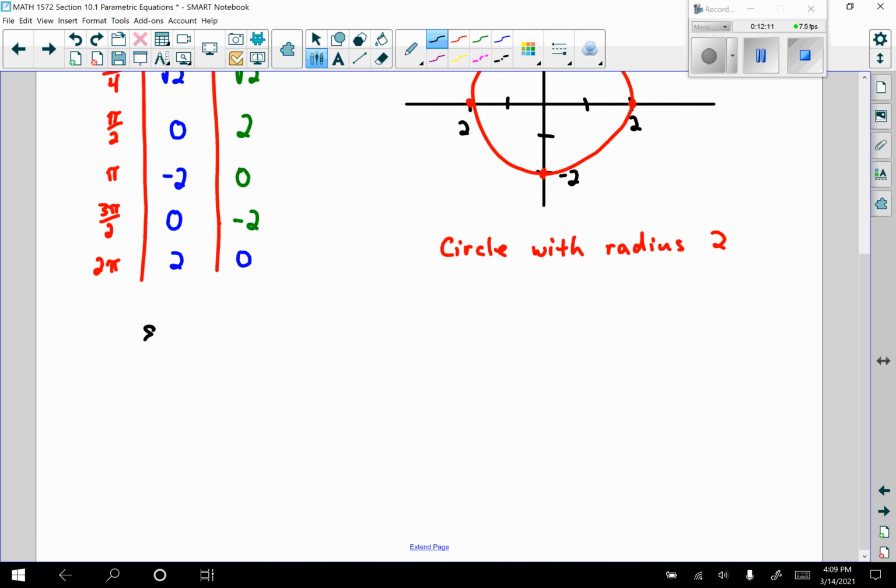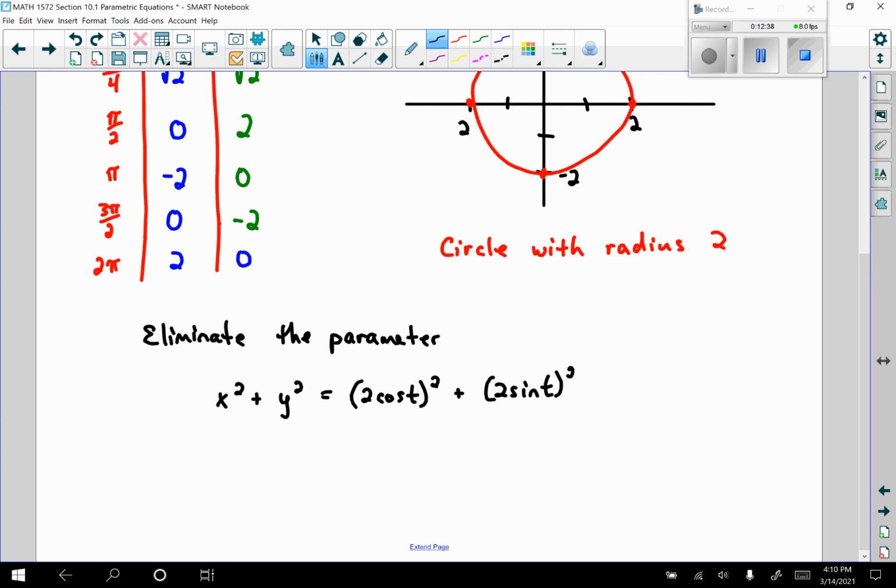So again, let's eliminate the parameter. And what we're keeping in mind is the equation of a circle that has a radius of 2. So we know if it's an equation of a circle, centers at 0, 0, we can say x squared plus y squared. And going back up to what x and y are, x was 2 cosine t, and y was 2 sine t. So then this becomes 4 cosine squared t plus 4 sine squared t.